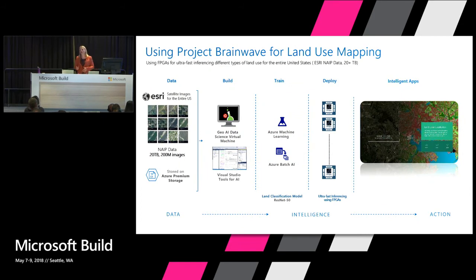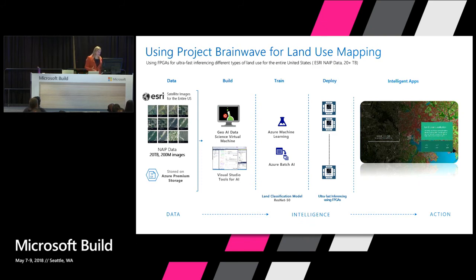So how did we use Project Brainwave for land cover mapping, for the work that we were doing? We started with our data. I told you that we got this awesome labeled data from our partners at the Chesapeake Conservancy, and Esri as well, their satellite imagery. We took the NAIP data, and we had 20 terabytes of data, a huge amount to cover the entire United States. We wanted to see if we could map the entire United States. And we had this data stored on Azure Premium Storage.